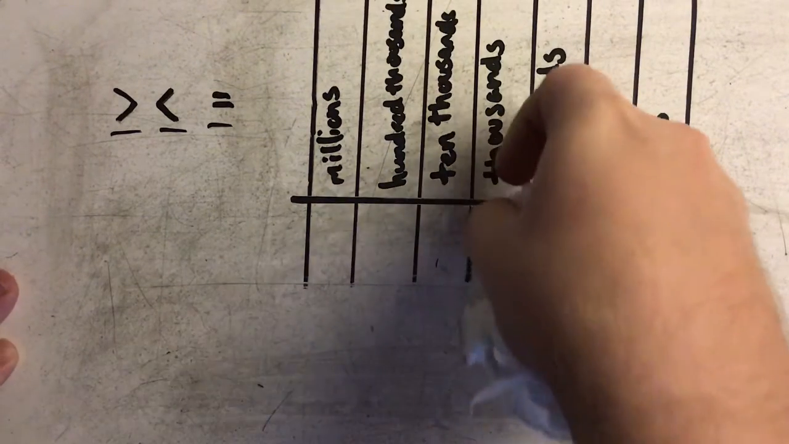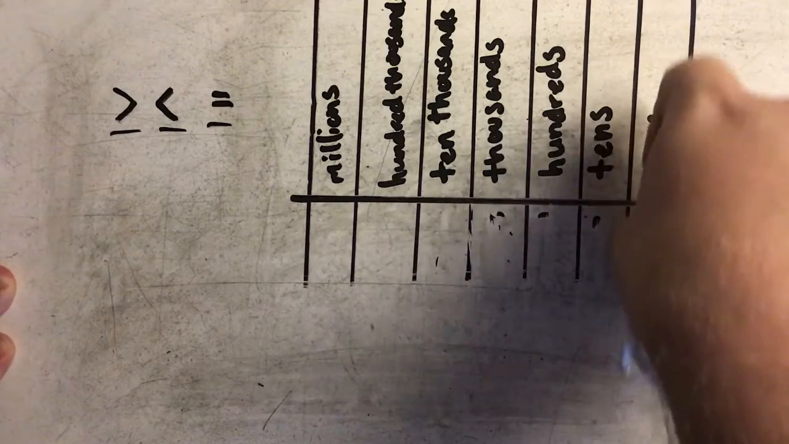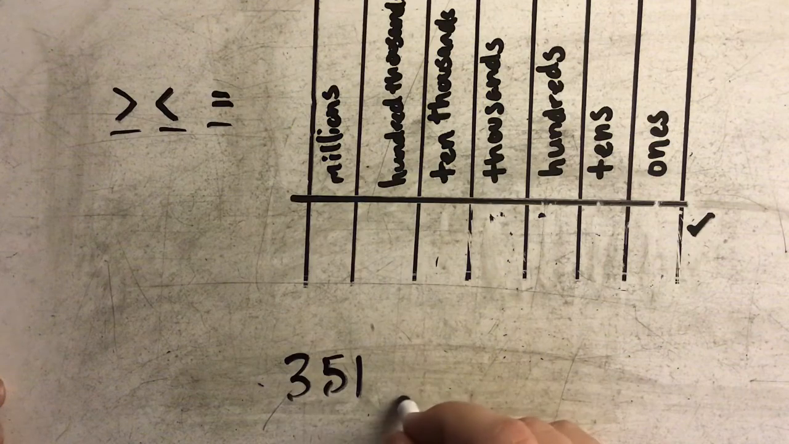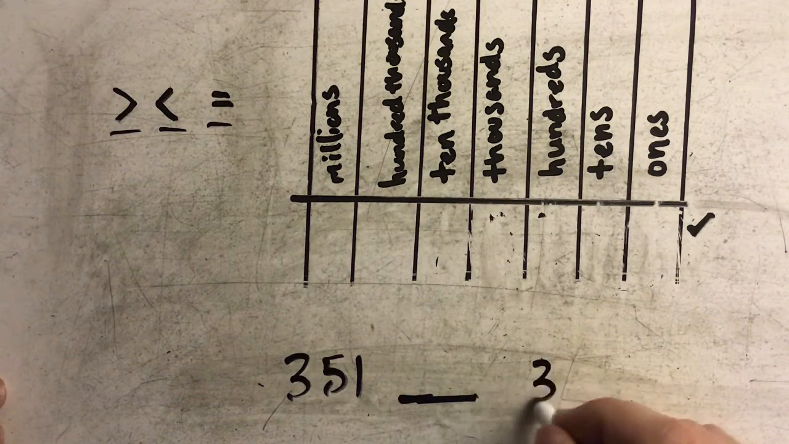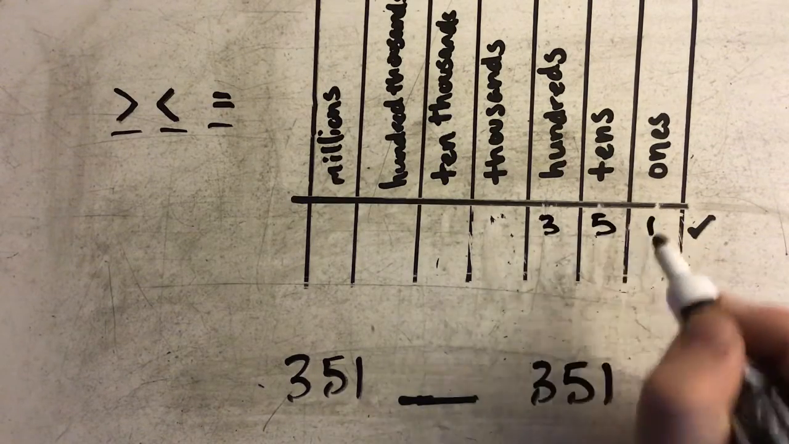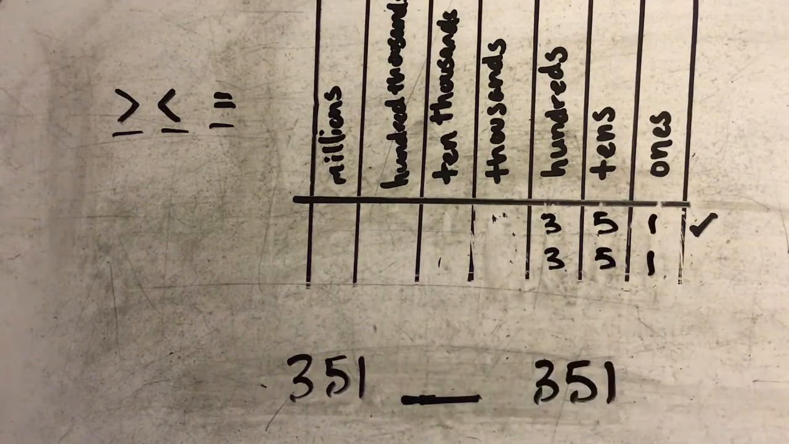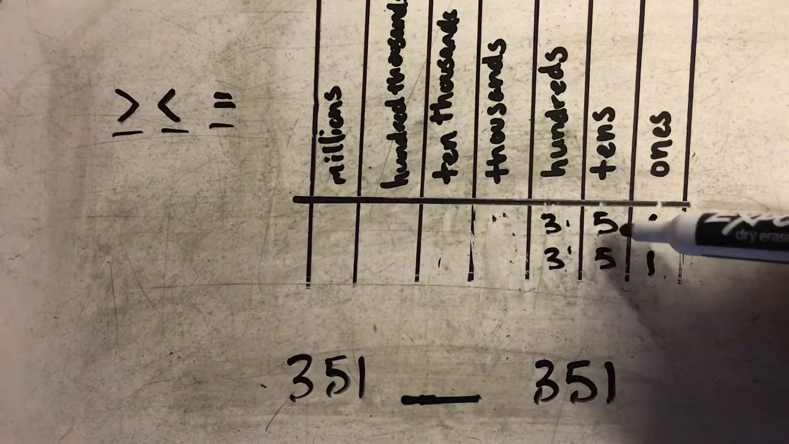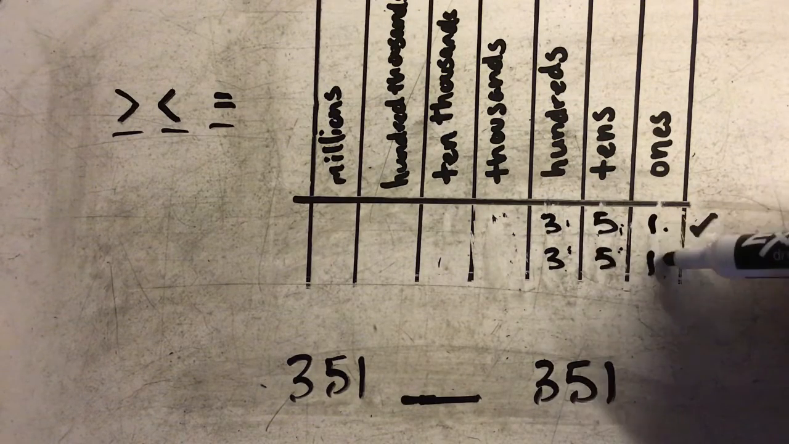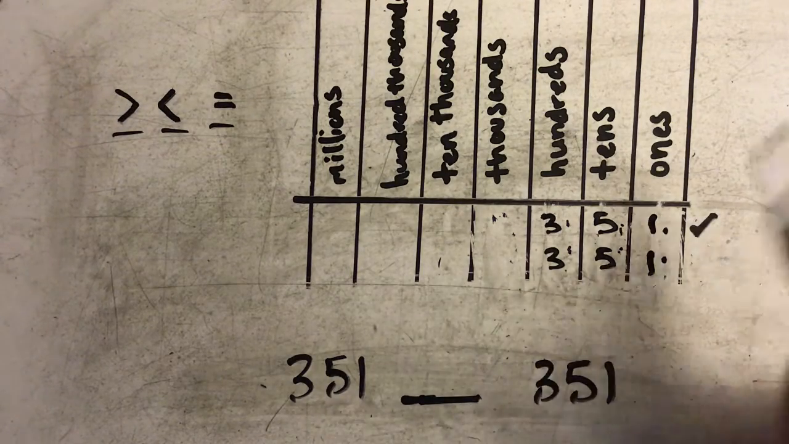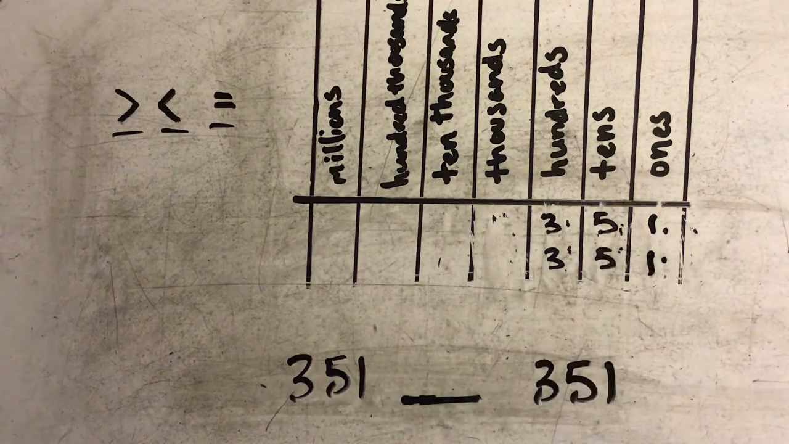We'll do one more example, and this one might seem a bit obvious, so we'll make the numbers a little bit smaller. All right, here I'm comparing 351 to 351. So if I put both of those into my place value chart and started to compare them, I see that 3 and 3 are equal. I see that 5 and 5 are equal. And I see that 1 and 1 are both equal as well. So since there are no numbers that I can compare, they are all the same, I would say that these two numbers are equal to each other.